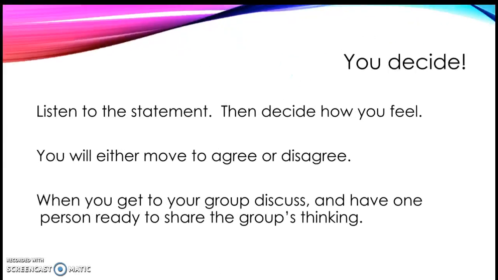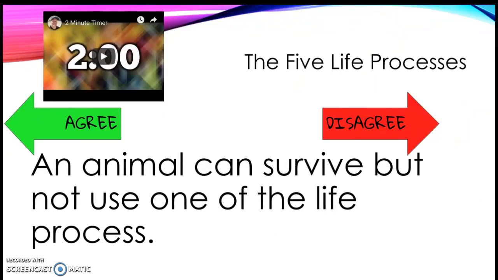The next thing I like to do in my classroom is called You Decide. So I'm going to show you how I use You Decide, where it's not just a right or a wrong or agree or disagree, but I don't allow anyone to stand in the middle because I want them to have conversations with each other. So this is a question you may pose in class. An animal can survive but not use one of the life processes. If they go to agree or disagree, they get to share why they agree with it, why they disagree. Maybe they agree, but they disagree about one part.